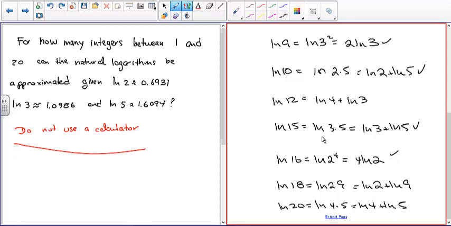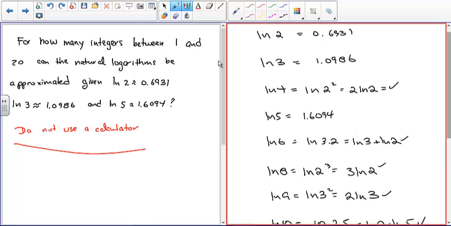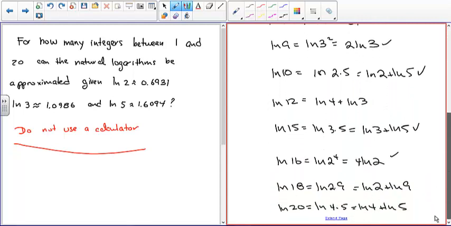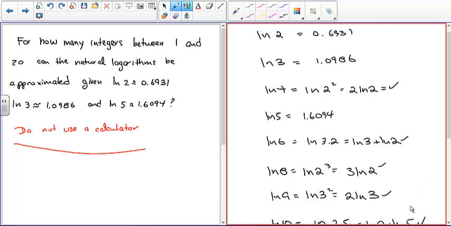So basically, knowing the natural log of 2, 3, and 5, I can do 4, 6, 8, 9, 10, 12, 15, 16, 18. So it's just the prime numbers that I can't do.